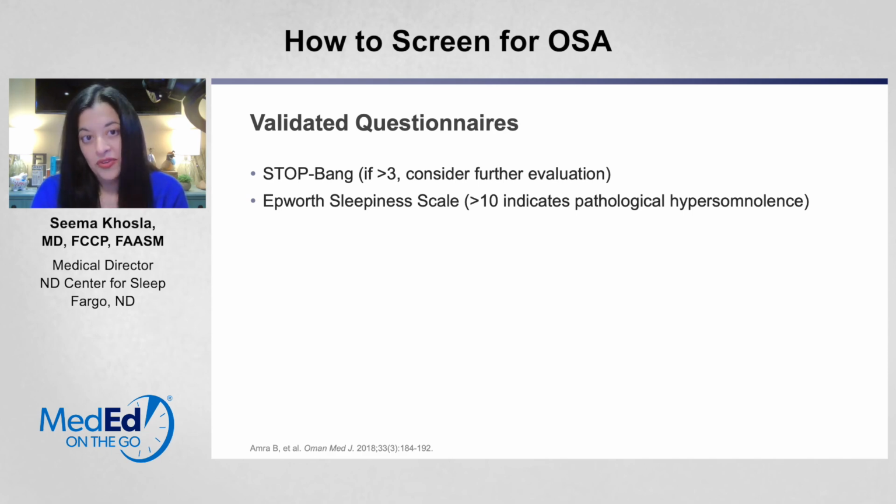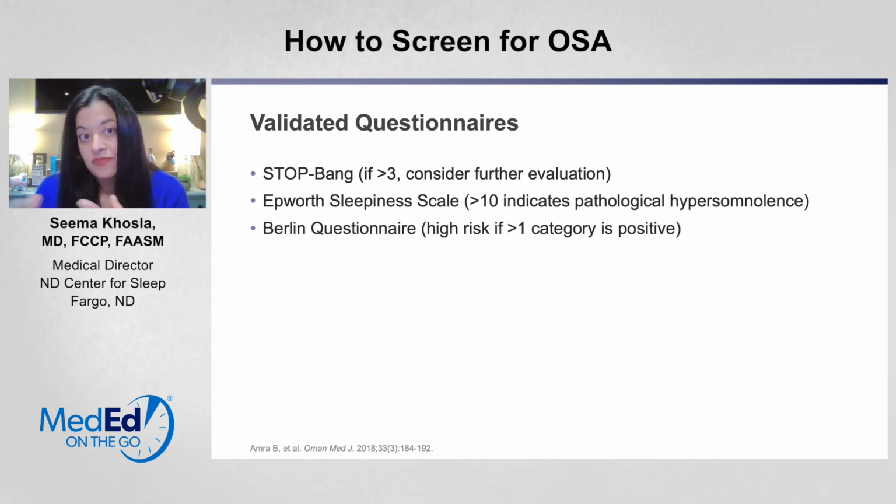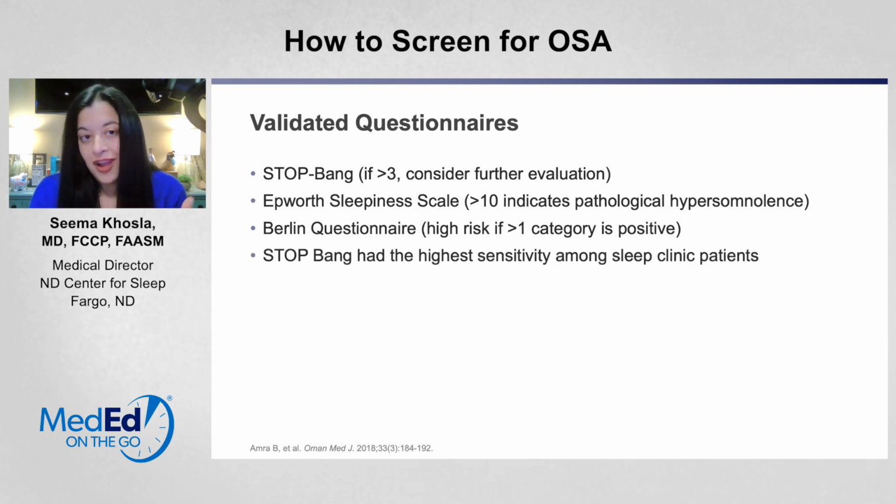So even though the Epworth isn't specific for obstructive sleep apnea, we do have the Berlin questionnaire, which is. So there are various categories, and if your patient scores positive in 2 or more, so greater than 1, they are felt to be at high risk for obstructive sleep apnea. So out of all of these, if you have to pick one, STOP-BANG probably is the one to choose. This one had the highest sensitivity among sleep clinic patients.